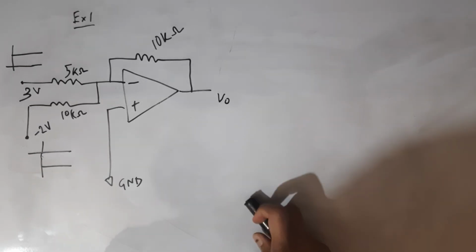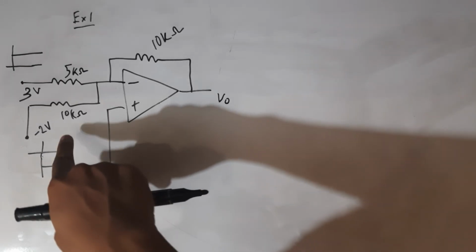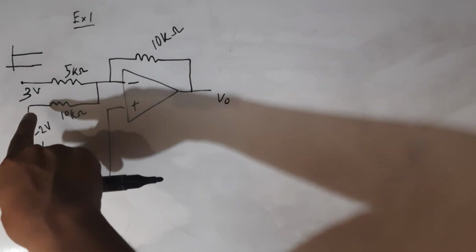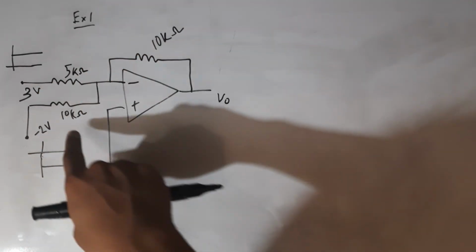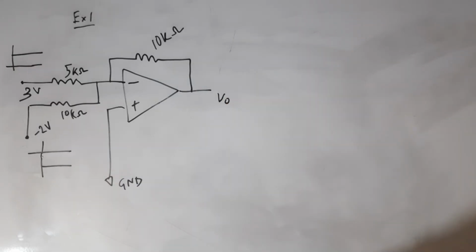We will solve our first example. In this example, we have two DC sources, minus 2 volts and 3 volts. We can add many other DC sources along with it, but for this example, we have two. We will try to find the output voltage.